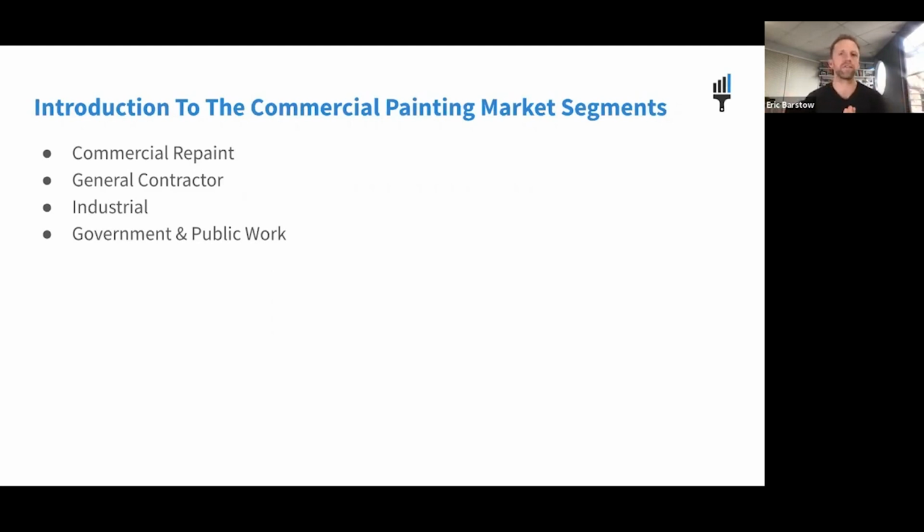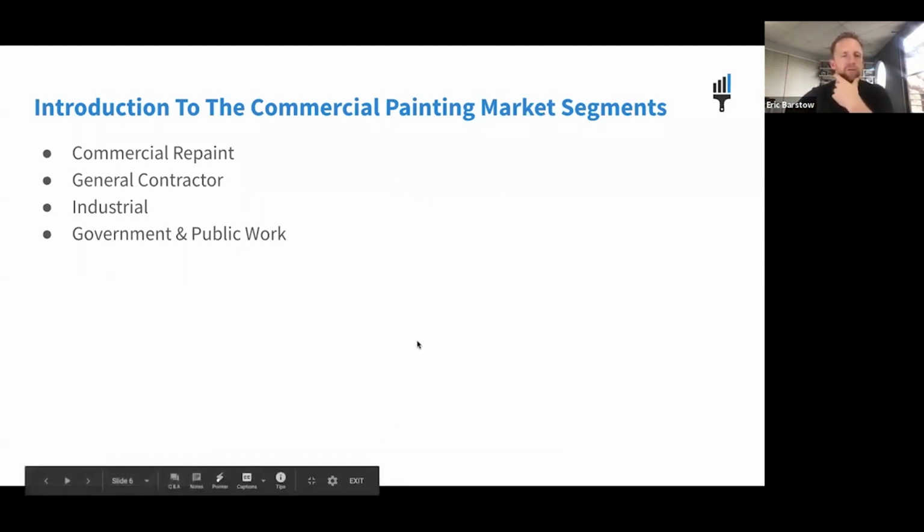So when I first wanted to start getting into this business, this is what I needed to figure out: where do I want to be and what are the different segments? Where's there good work? Where's there bad work? Where's there higher margins? Where's there low margins? Where's there more risk? Where's there less risk? That's what we wanted to look at.